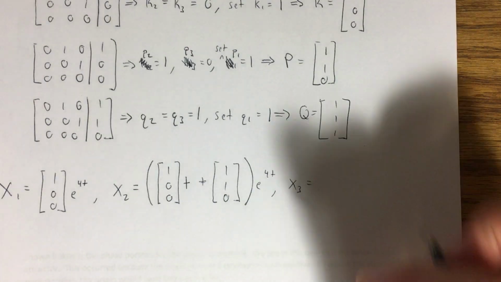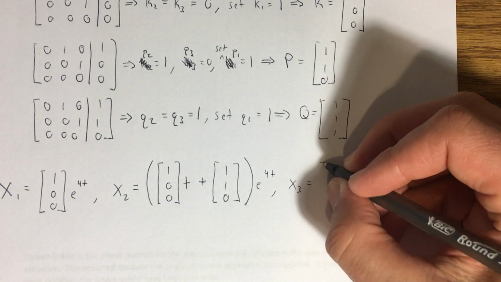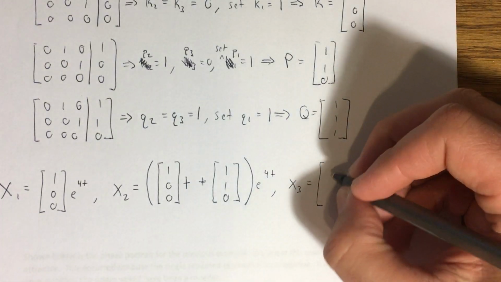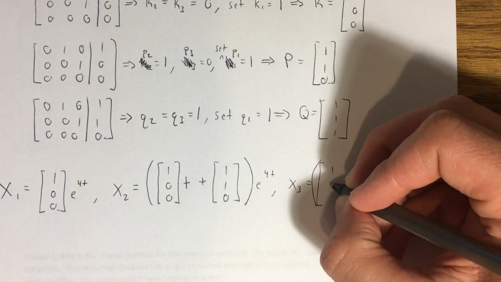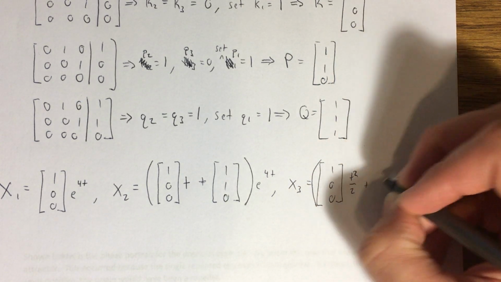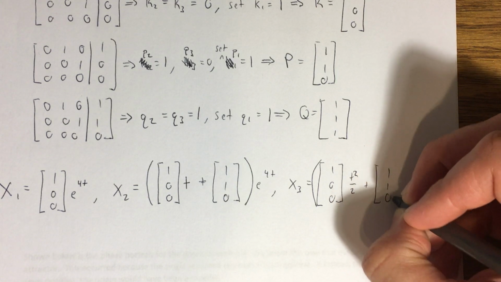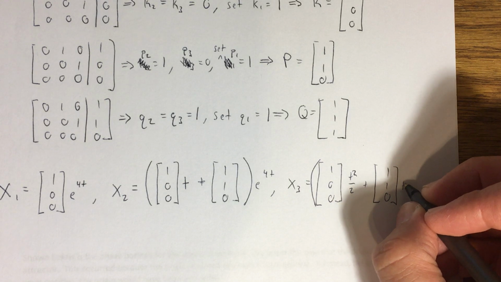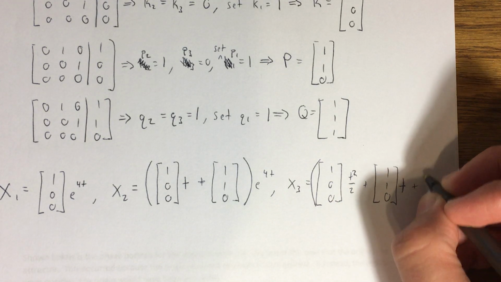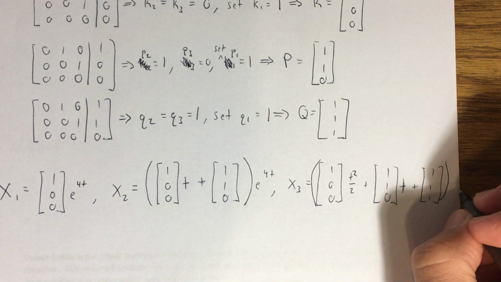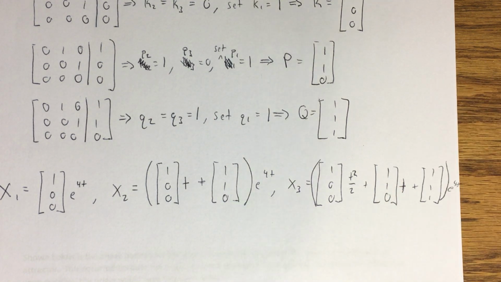What is x3 equal to? Okay, well, x3 is going to equal, again, using now this formula down here, 1, 0, 0, t squared over 2, plus 1, 1, 0, t. My t's and my pluses look very similar, so I have to be careful. Plus 1, 1, 1 times the exponential e to the 4t.